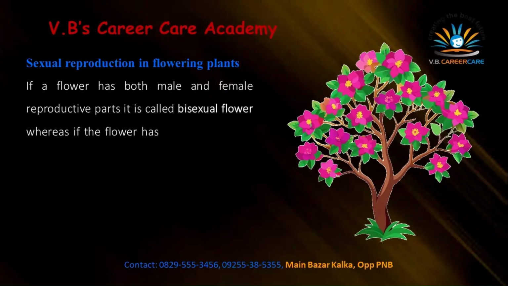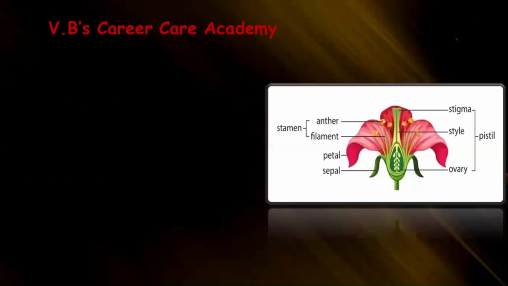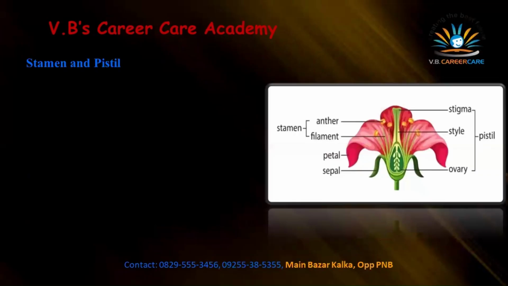If a flower has both male and female reproductive parts, it is called a bisexual flower, whereas if a flower has only one of them, it is called a unisexual flower. Some examples of bisexual flowers are rose, tulip, and hibiscus, whereas some unisexual flowers are the flowers of papaya, cucumber, and maize. So let us discuss in detail about the stamen and pistil.